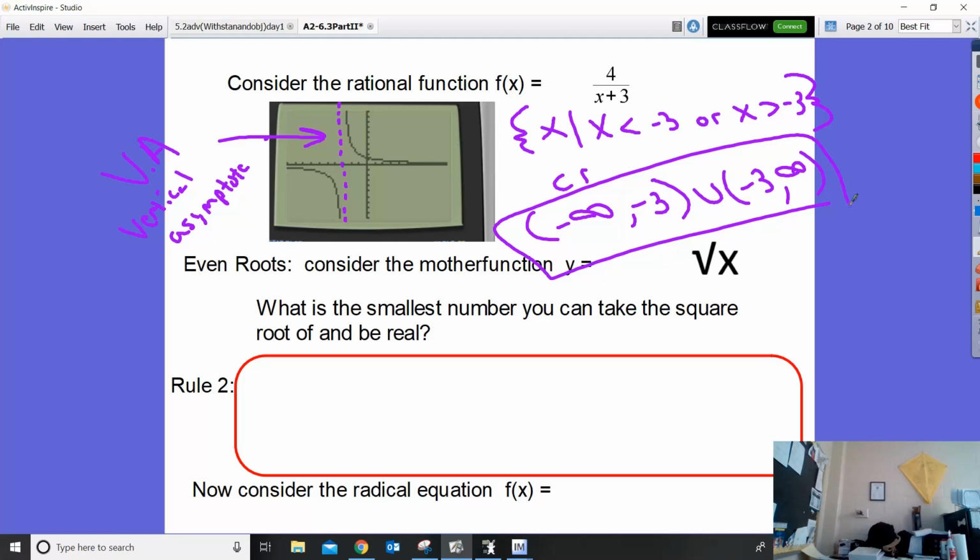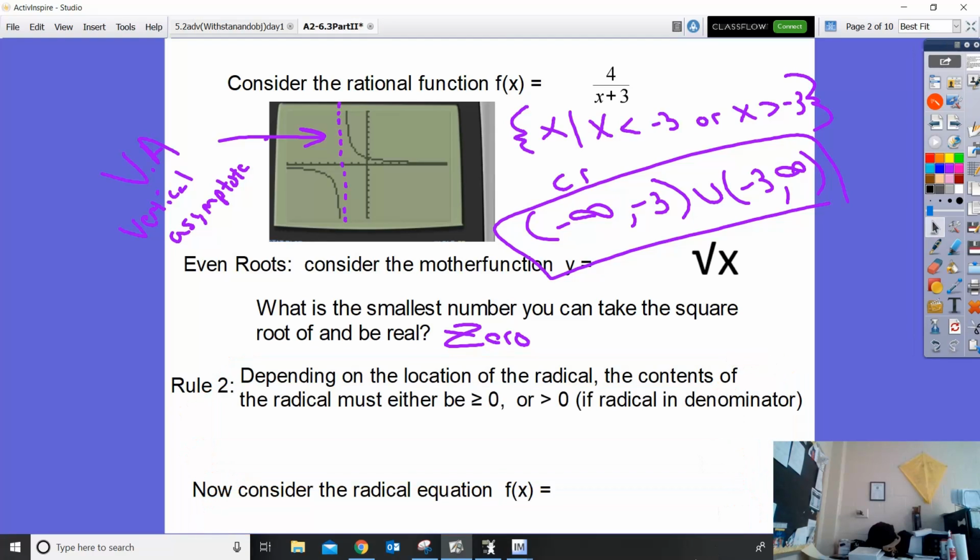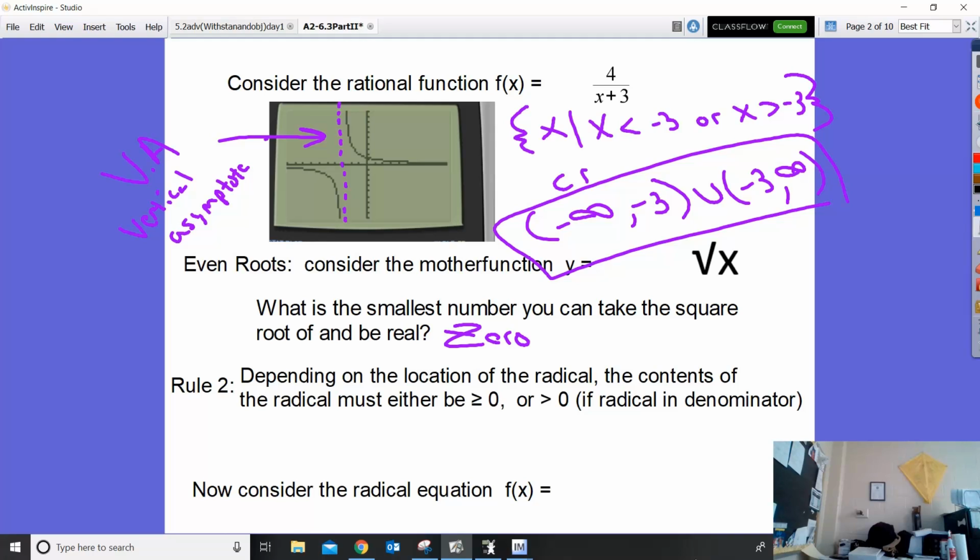All right, next one we're going to look at, because there's only two rules. Rule 1, don't divide by 0. Rule 2 we've already talked about. Can't take square roots of negatives. We also talked about the smallest thing you can take the square root of. What was it? 0. That is actually rule 2 on the domain. Now you can take the square root of 1, 2, 3, 4, 5. The deal is you've got to be greater than or equal to 0. But depending on the location, it might just be greater than 7. Those are the only two rules you have to worry about when it comes to domain. For even roots, the stuff inside must be either greater than or equal to, or greater than 0.